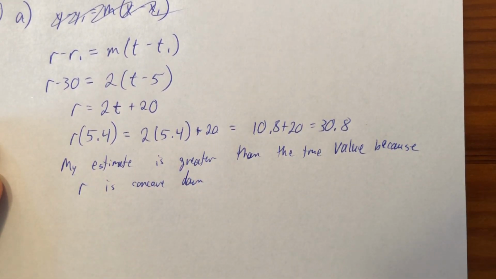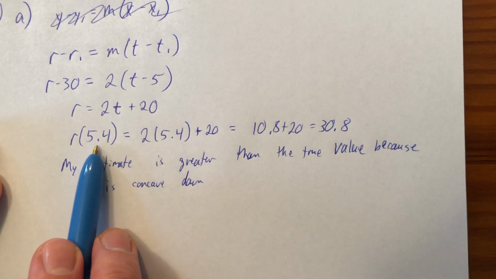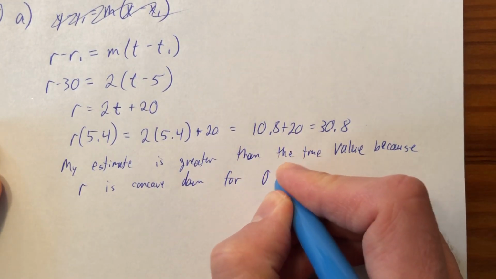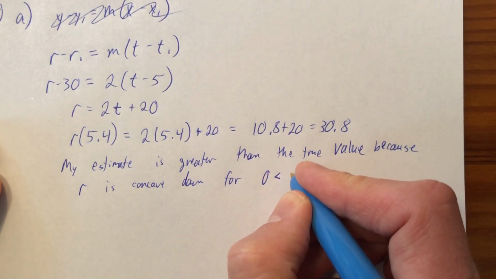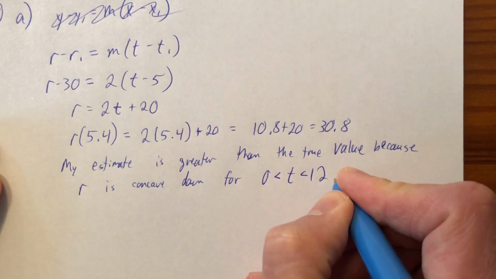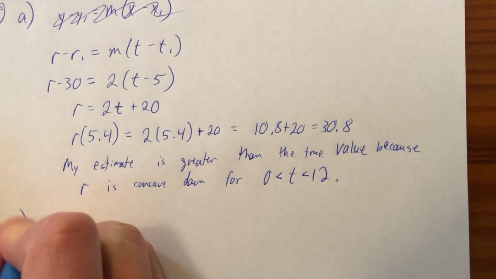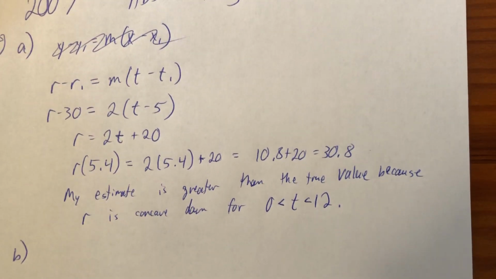And I want to be specific here because maybe it's concave down somewhere else, but it actually needs to be concave down at 5.4. So I'm going to say for every value between 0 and 12, because they said so. They told me that, but they told me that so I could answer this question. All right, let's go to part B. Slide up a little bit.